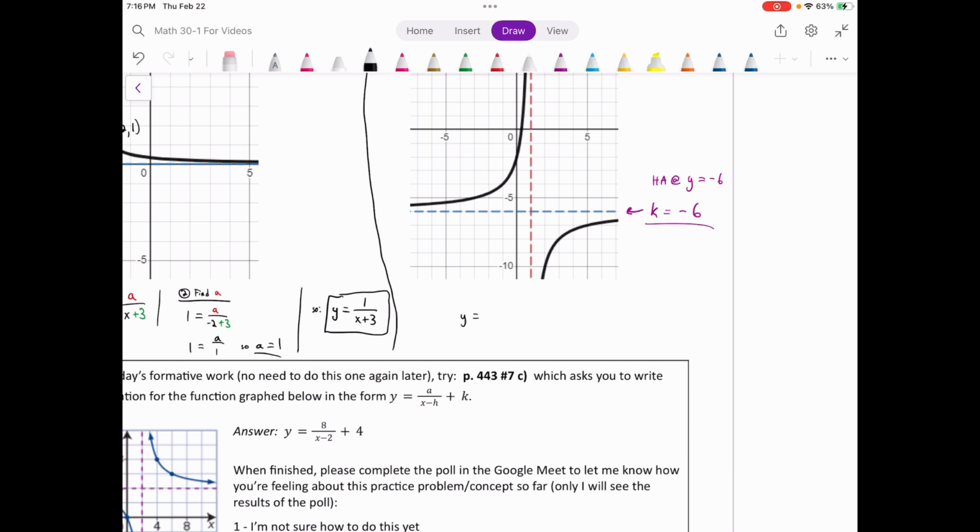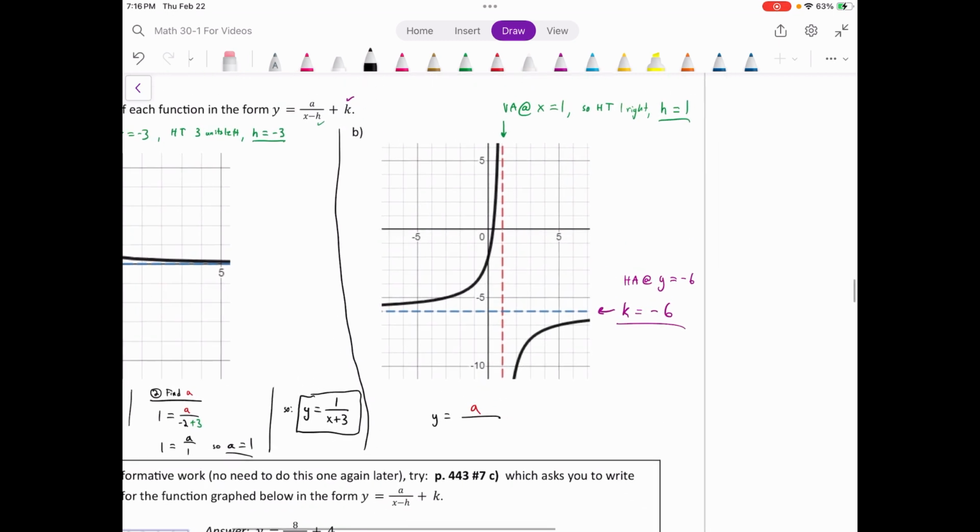We know now that our y equals some a. We don't know what our a is yet, but we're making progress, over x minus h. H is 1, so x minus 1, plus k. But k is negative 6, so that means minus 6. And now we've just got to pick any point we can see on here.